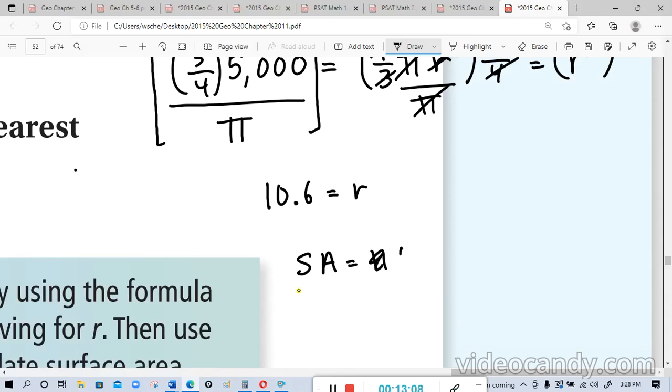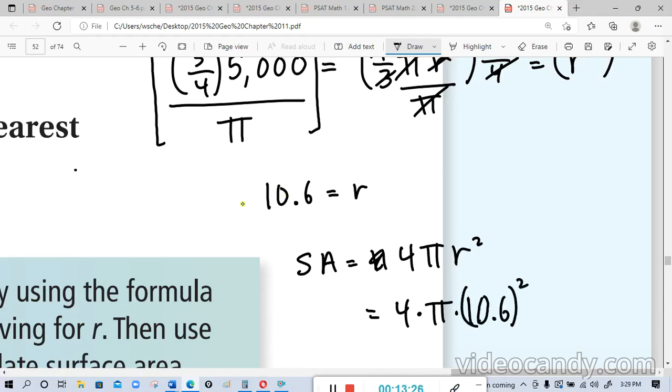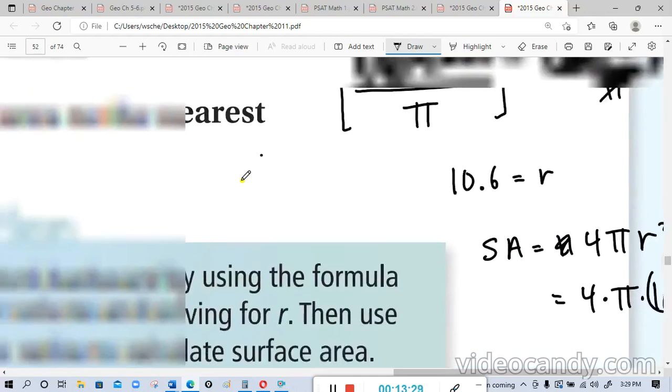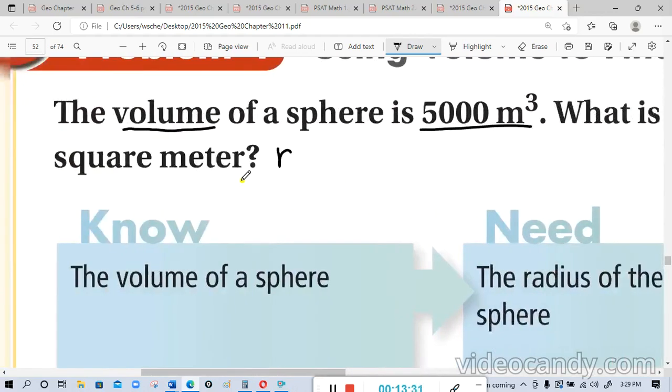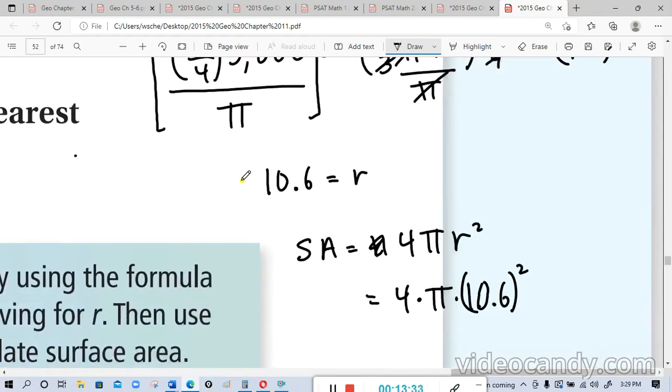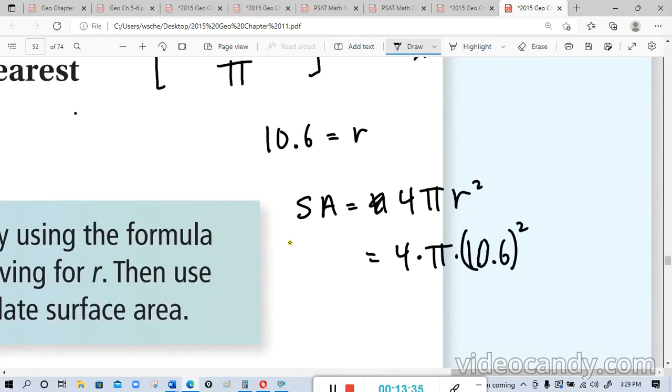The surface area is 4 pi r squared. So that's going to be 4 times pi times 10.6 squared. You're going to round. What is the surface area to the nearest square meter? Okay, 4 times pi times 10.6 squared.